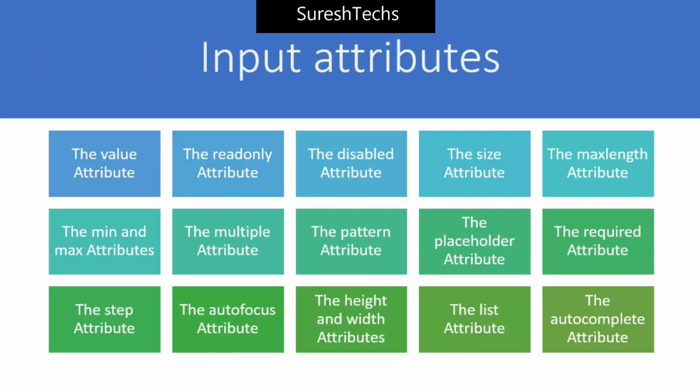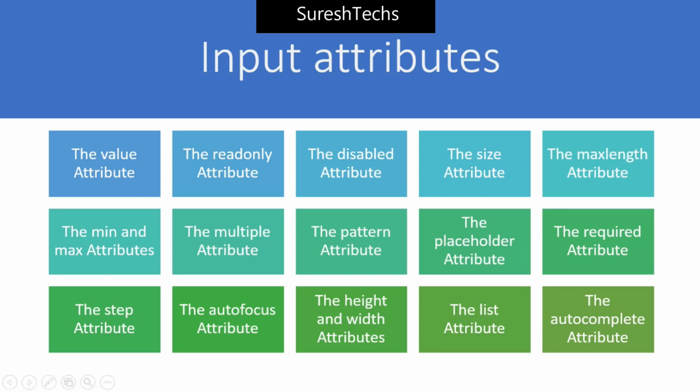Similarly, these are the input attributes. For example, when you look at a form element, we kept a value attribute. For our input type submit, we have provided a value. So using the value attribute, we have changed the display value for the login button. And similarly, there are some other attributes available.